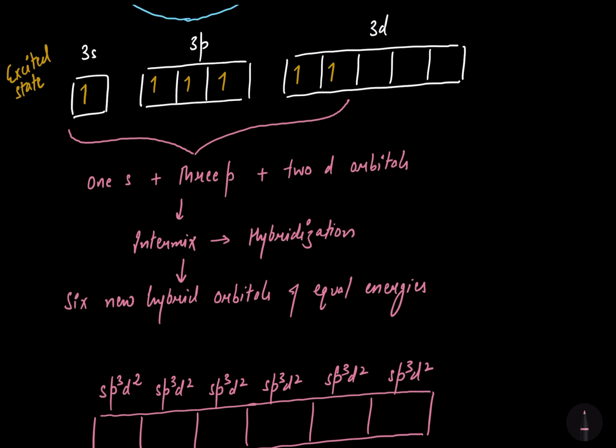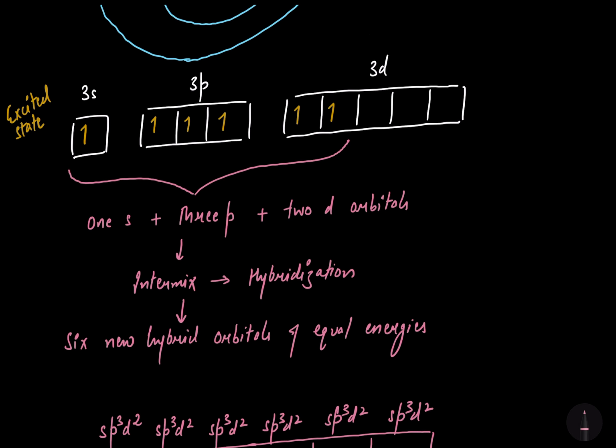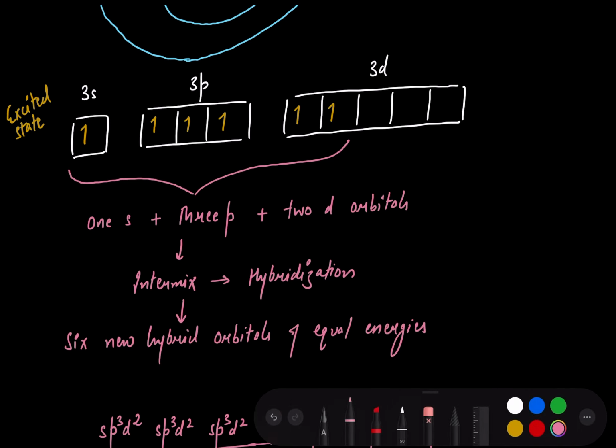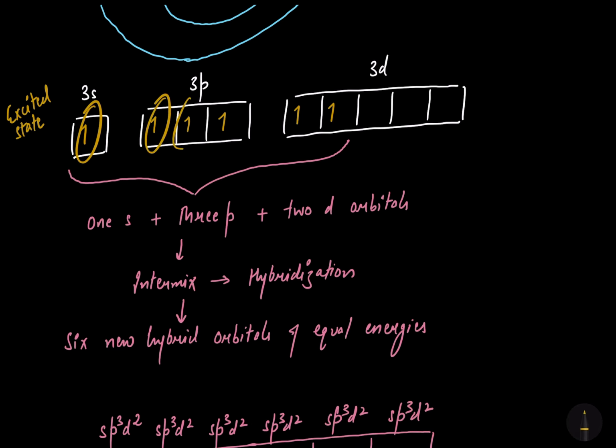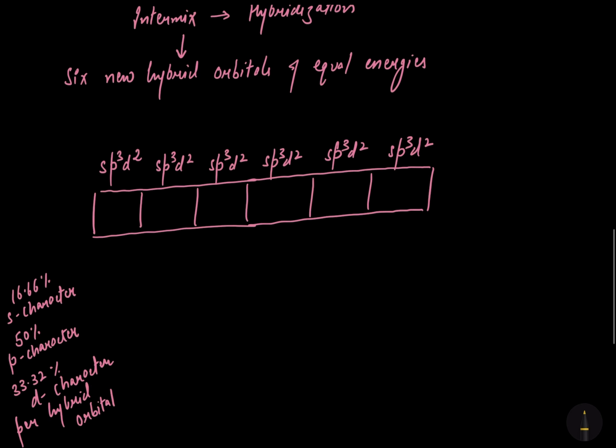Now, in the parent orbitals, the orbital of 3s, the 3 orbitals from 3p, and the 2 orbitals of 3d, we are having a total of 6 electrons. The first electron, second, third, fourth, fifth, sixth. So we have to redistribute these 6 electrons in the hybrid orbitals. So let's do that according to Hund's rule. The first electron, second, third, fourth, fifth, and the sixth.